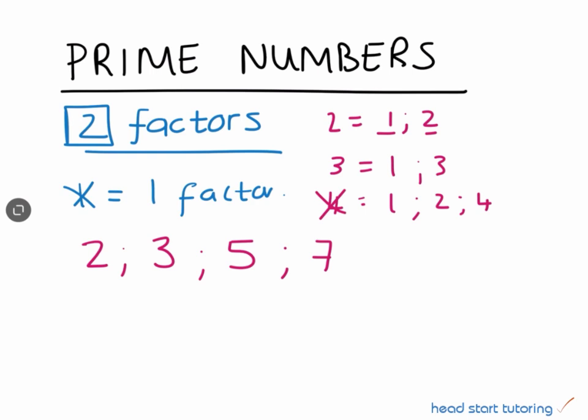7 has only 2 factors, one and itself. 8, 9, and 10 all have more than 2 factors, so they are not prime numbers. The next prime number is 11. So our first 5 prime numbers are 2, 3, 5, 7, and 11.